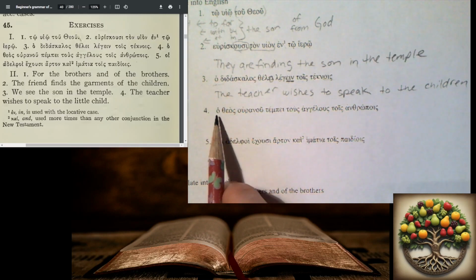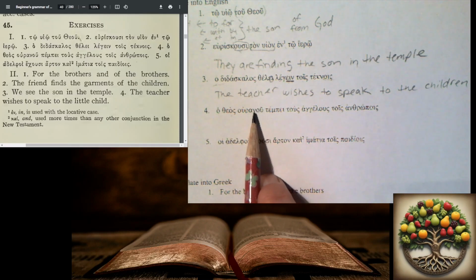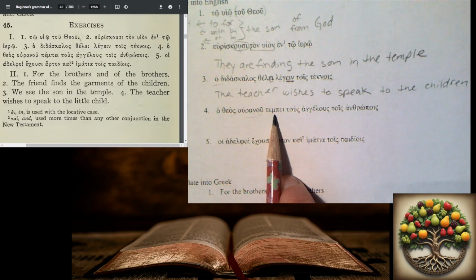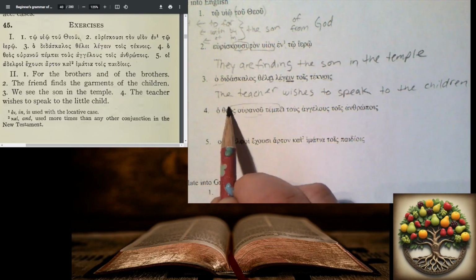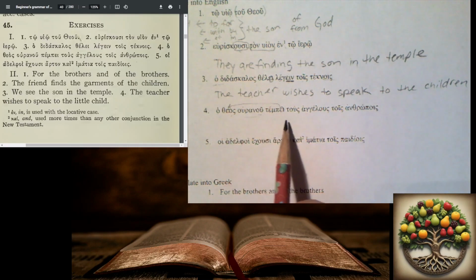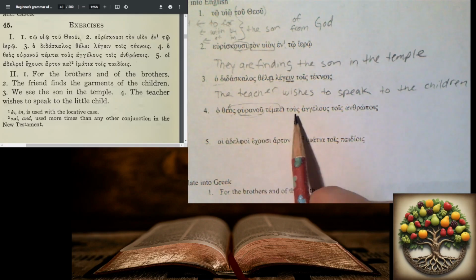Number 4, the God of heaven sends or is sending. This is our third person singular, referencing our subject, which is God. And this is going to be genitive of heaven.